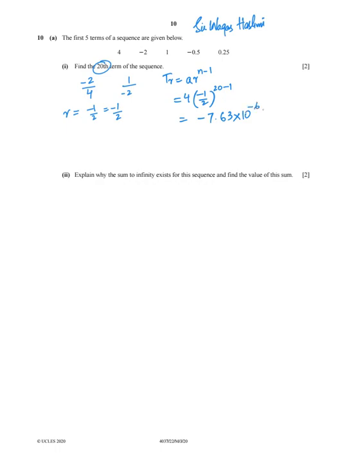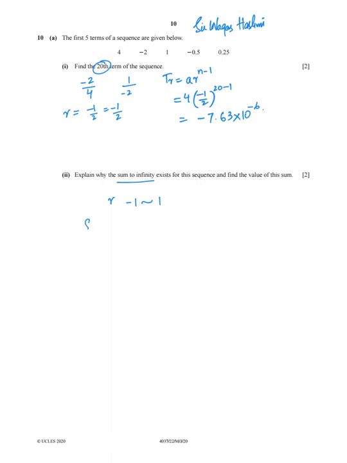In the next part, it says explain why the sum to infinity exists for the sequence and find the value of this sum. Why does the sum to infinity exist? Because the value of r lies between minus 1 and 1, that is minus 1 upon 2. That is why the sum to infinity exists.